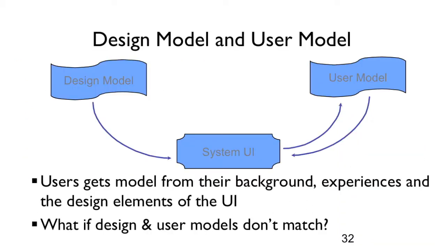So the idea is that there's a design model, which is the model that the interface designer is using to build the interface, and then there's the system user interface, and then when the user interacts with the system, they build their own model. So what do you think happens if the design model and the user interface model don't match up? Does anybody have any thoughts or ideas?